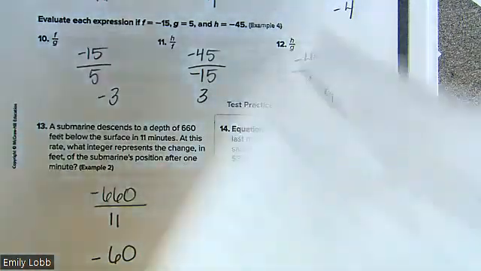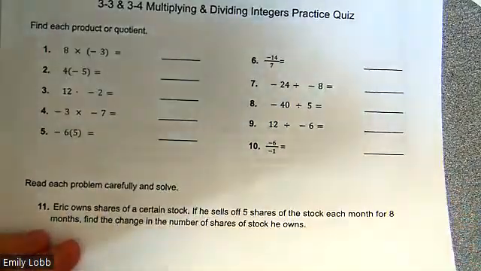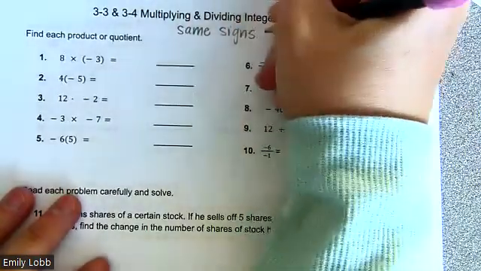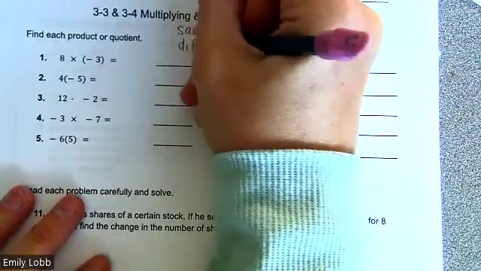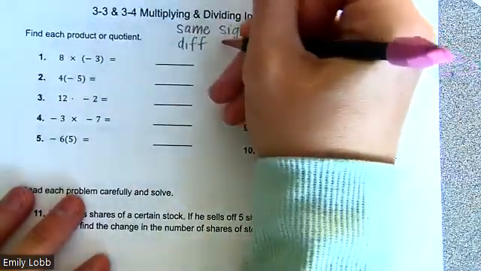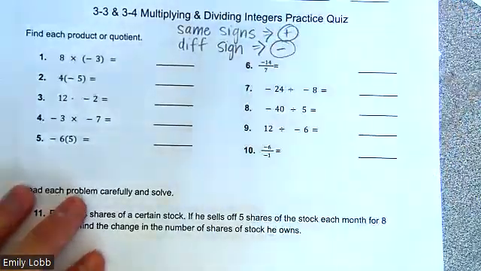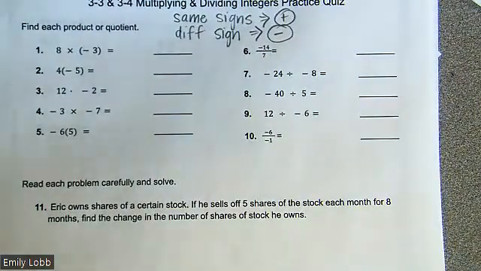One thing you might want to remember is that when our signs are the same, our quotient is positive. When they are different signs, our quotient and our product, right? Our answer is negative. Okay? So we should be able to do these multiplying and dividing.